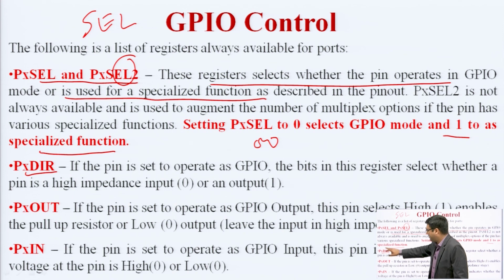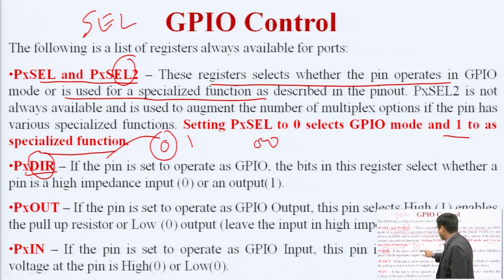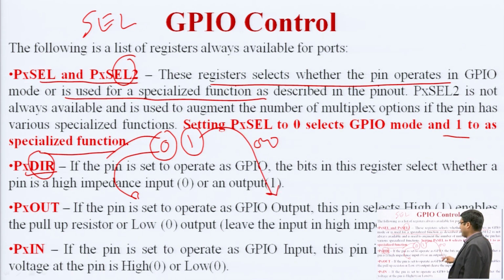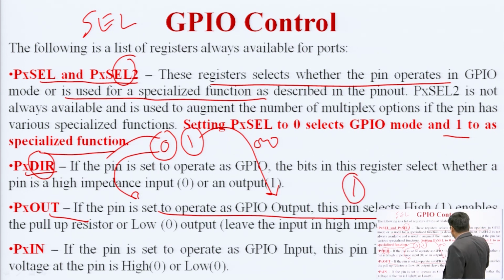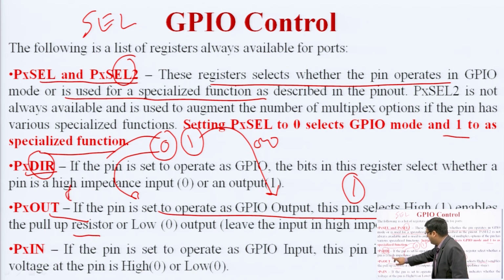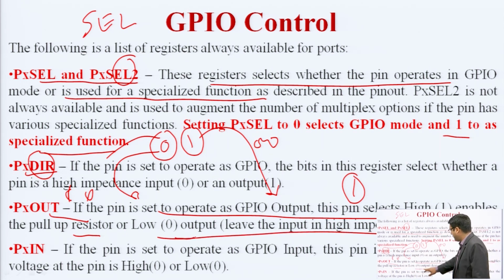PxDIR means the direction. This indicates the direction of the GPIO. Direction is represented by 0 or 1. If it has a value of 0, then it will work as a high impedance input. If it has a value of 1, it will work in output mode. PxOUT means that we are dealing with the output. If the pin is set to operate as a GPIO pin, this selects high. High means that if there is a value 1 in PxOUT, this will enable the pull up resistor, or if it has a value 0, it will work as the pull down resistor.